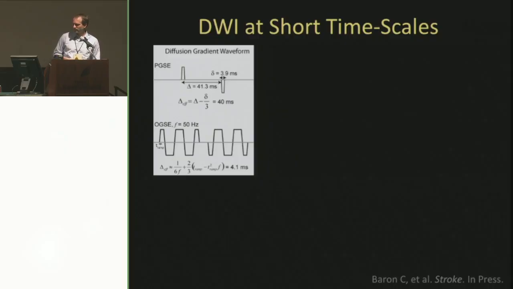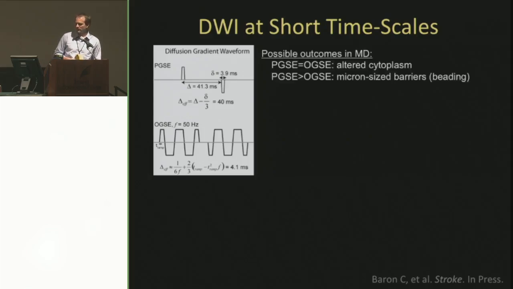And so in collaboration with Christian Beaulieu and Corey Baron at Alberta, they were doing measurements in humans comparing the pulse gradient spin echo, with long diffusion times, versus the oscillating gradient spin echo, which has, you can see here in their specific example, a much shorter diffusion time of 4 milliseconds or so. So there were two possible outcomes that we considered here. One is that if these were equivalent in how much MD changed after stroke, that would argue that there's something about the cytoplasm, something about the viscosity of the water there that's different.